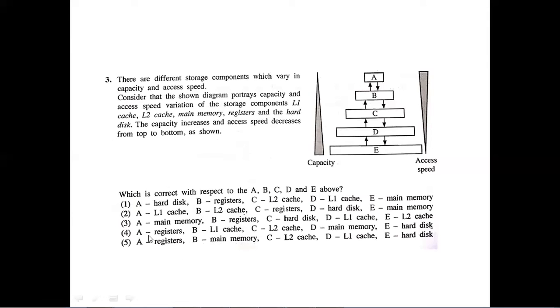Let's see answer number 4. Registers, that is on the top. Then L1 cache, L2 cache, yes. Then main memory or the random access memory, and the hard disk. So the correct answer is answer number 4.